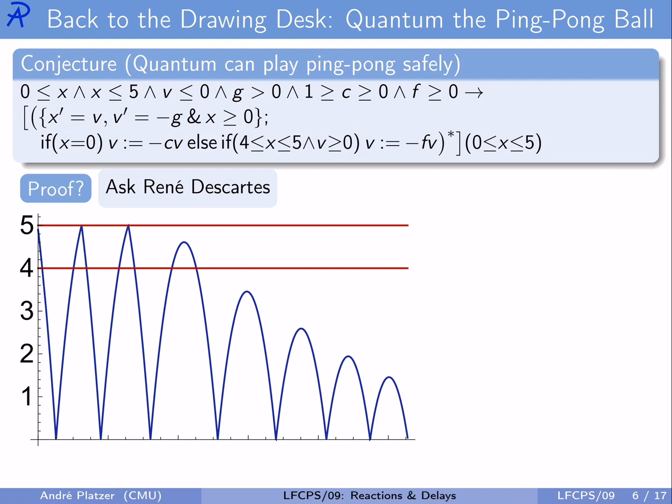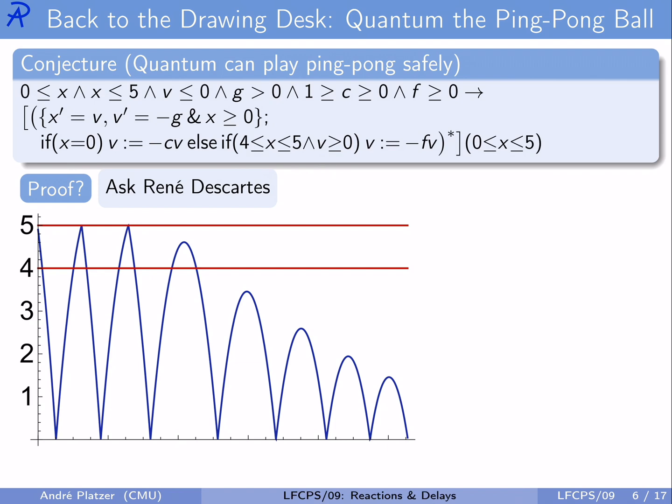Here is the original ping pong ball model, which we conjectured to be safe, but it really isn't, because unless we sneak something into the evolution domain constraint of the system, there's no guarantee whatsoever that it will stop early enough in order to make sure that we can listen to the event and use the ping pong paddle to get the bouncing ball sent back to the ground.